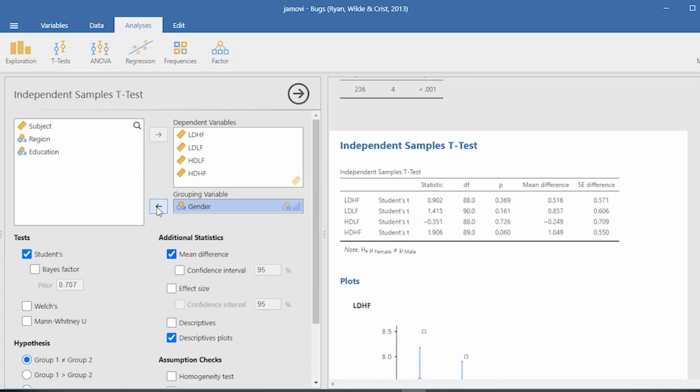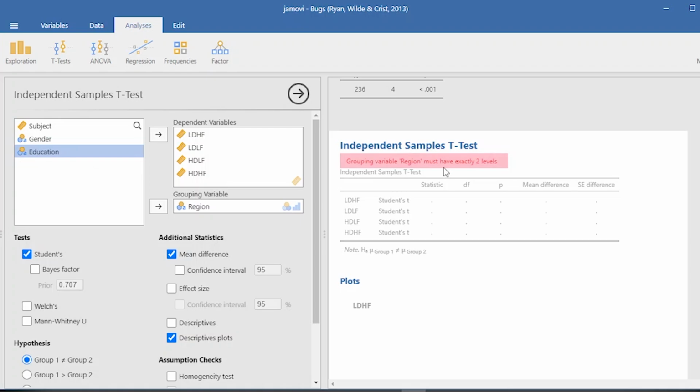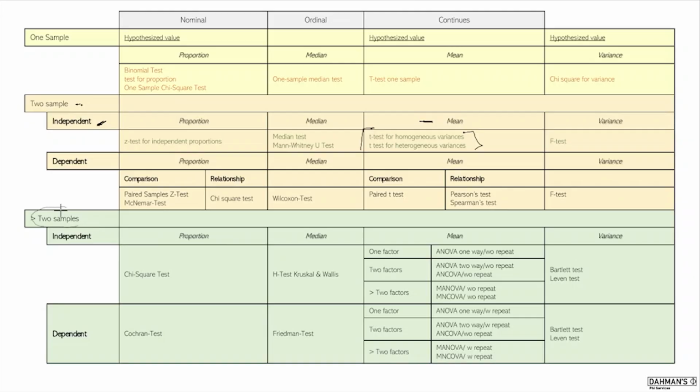If you want to take the region, it is wrong. It's not going to happen. And the reason why, now we know the region, we have more than 2 groups. We have like 4 regions, 5 regions. So we are using the wrong test. If we get back to our table, we have here more than 2, and they are independent by nature.